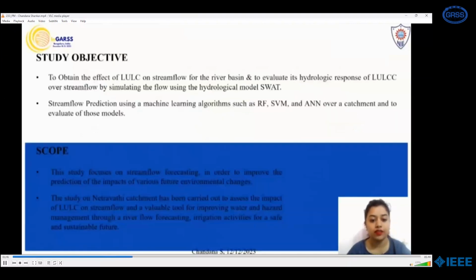Thus, the objective of the study is to obtain the land use land cover change analysis and its effects on the stream flow, and to simulate the stream flow using the hydrological model. Further, to obtain the stream flow prediction using machine learning techniques and to evaluate those models. This study focuses on the improvement in stream flow prediction, and it can be a valuable tool for water and hazard management through stream flow forecasting.